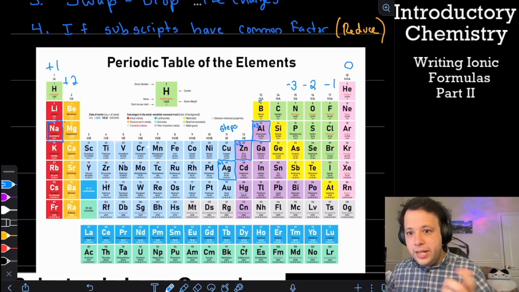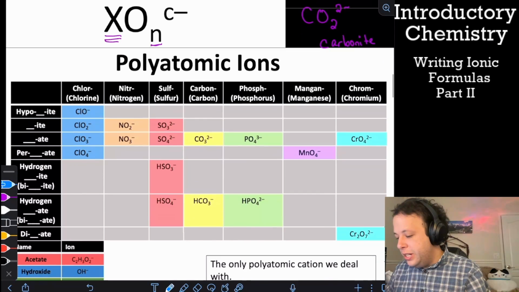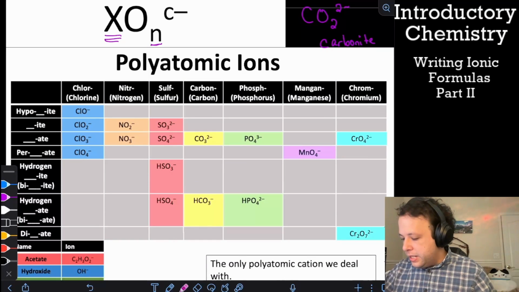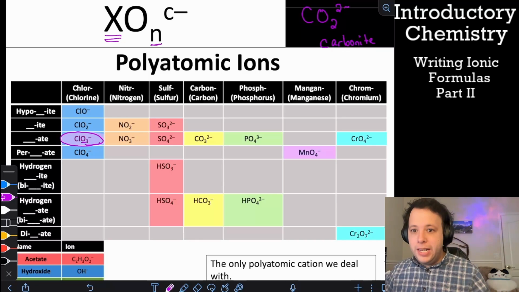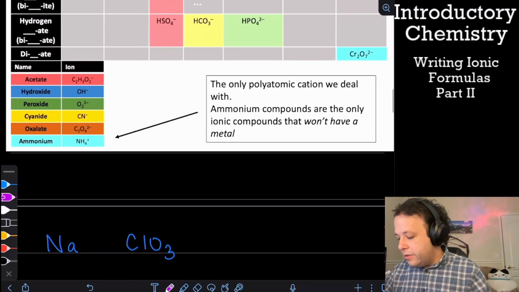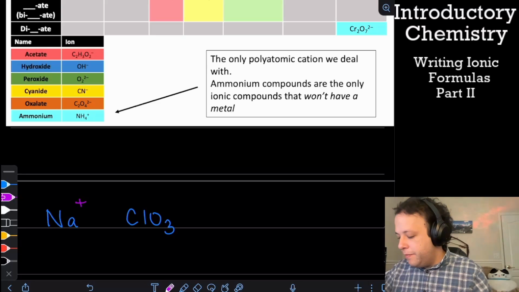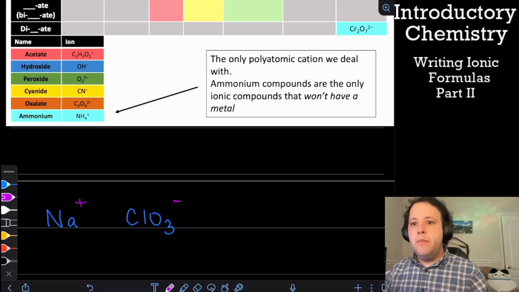Now for chlorate, we have to go to our polyatomic sheet. And what we can see is chlorate is right around here that I'm highlighting in a light purple. We'll circle that as well. So we see it's ClO3 minus 1. So let's write those down. We have Na plus and ClO3 minus.